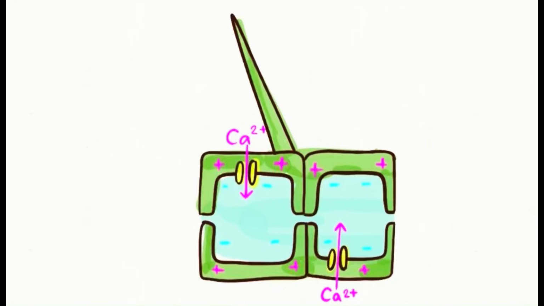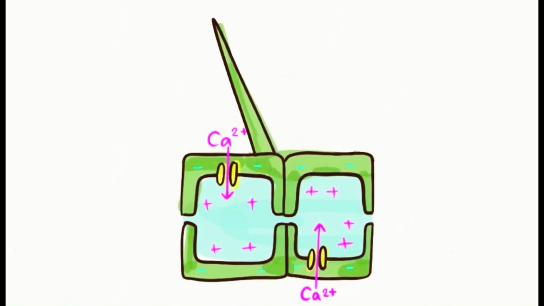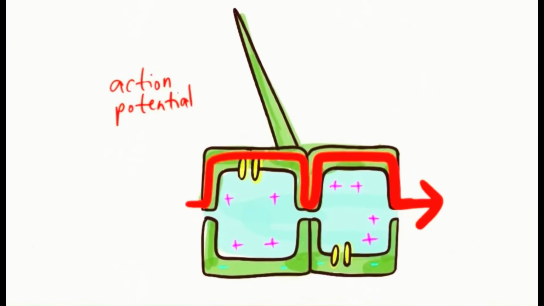It stretches the membrane of the cells. This opens the calcium channel. Calcium ion rushes in. The cell is depolarized, or less negative. This generates an action potential that travels along the cell surface membrane and travels through the plasmodesmata.